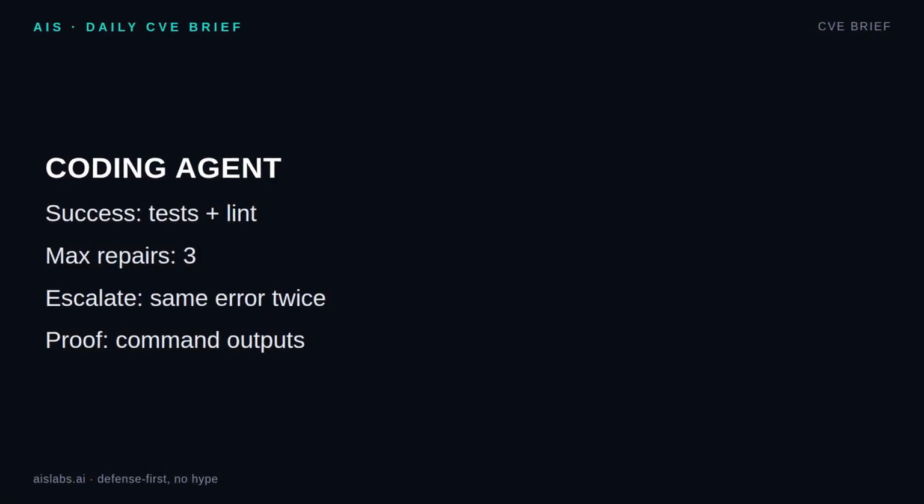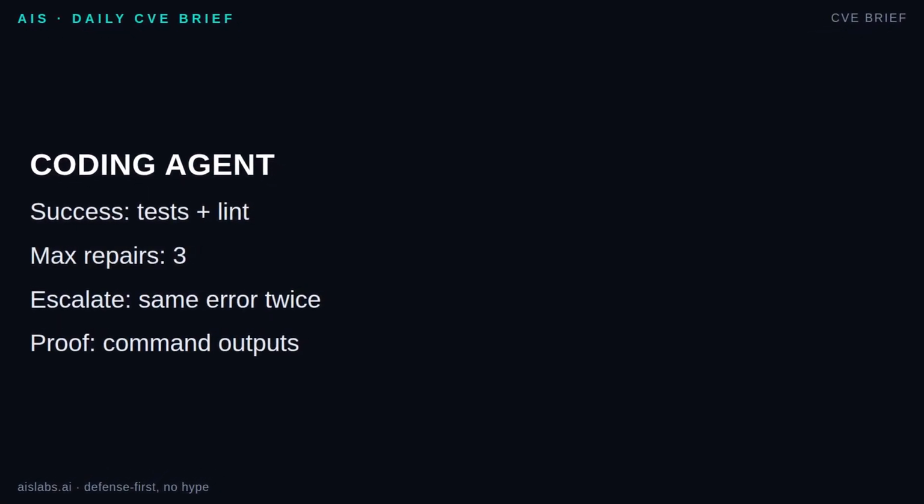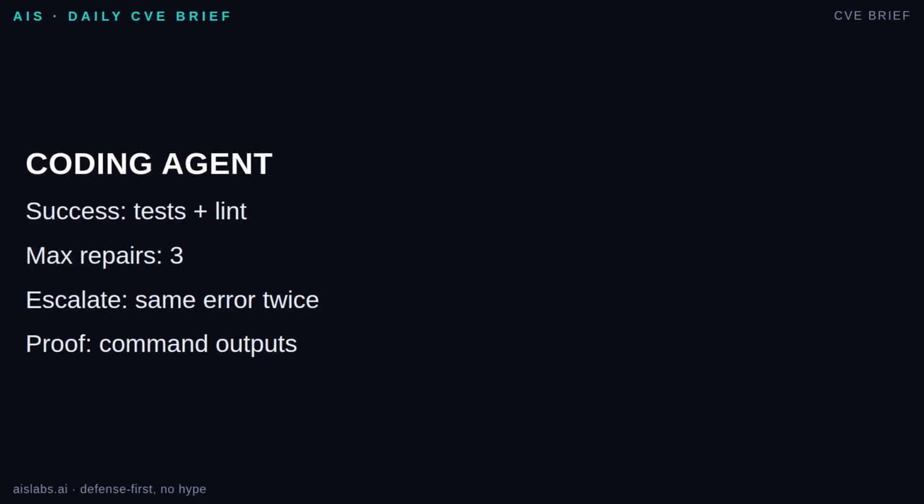Take a coding agent assigned to fix a small bug. The weak instruction is, fix the bug and improve the code. The strong stop contract is, success means the targeted unit tests pass, the full lint command returns 0, and no unrelated files changed. Maximum retries is 3 repair attempts. Escalate when the same test error appears twice, when the agent wants to change public behavior, or when commands cannot run. Proof required is the test output, lint output, changed file list, and a short explanation.